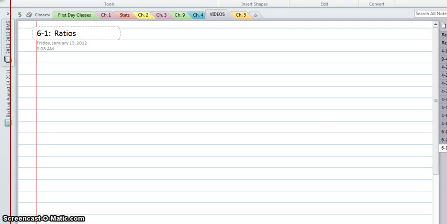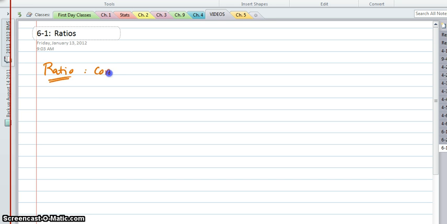Okay, today we are going to go ahead and review ratios. So please make sure you have your handouts available and that you have a piece of paper to take notes upon. So here we go, 6-1 on ratios. So just in general, remember a ratio is a comparison of two quantities by division. So let's go ahead and get that definition down.